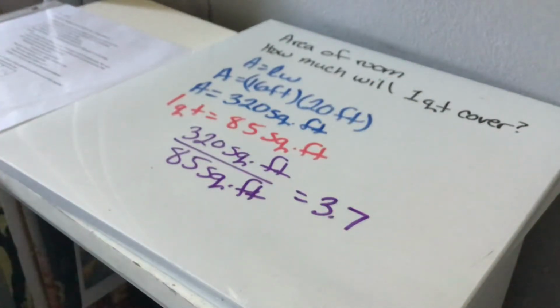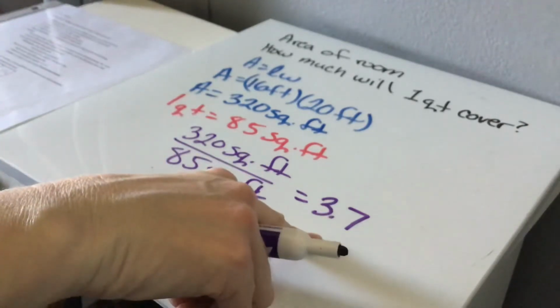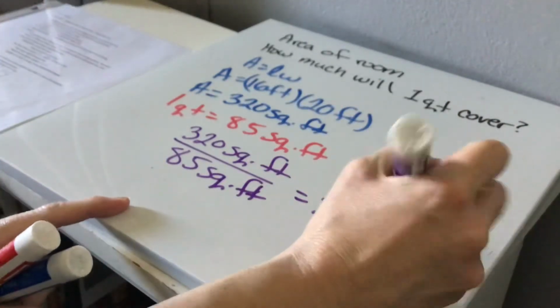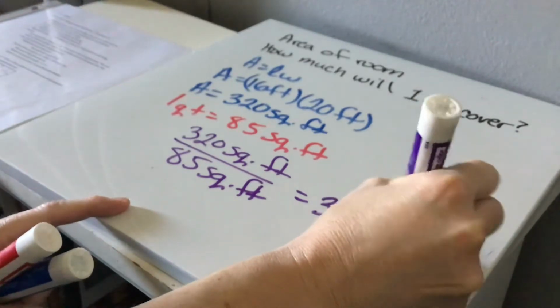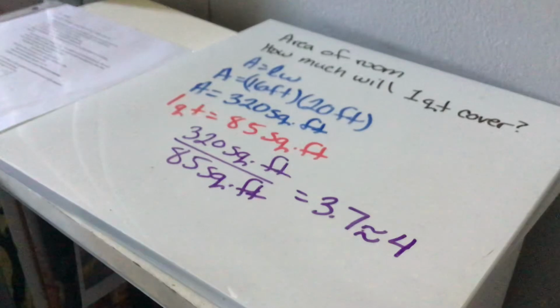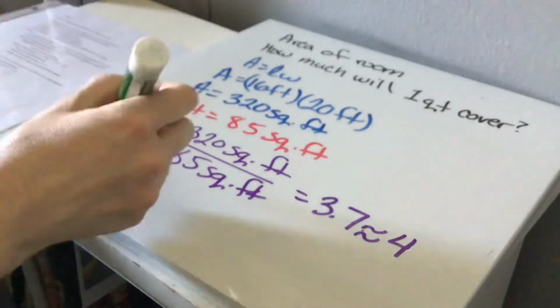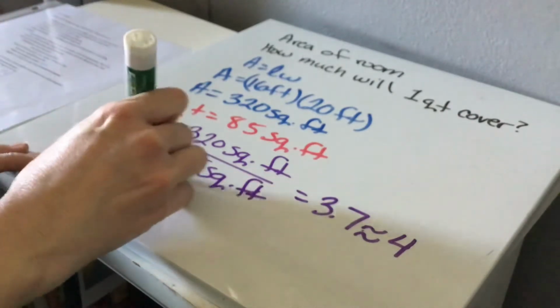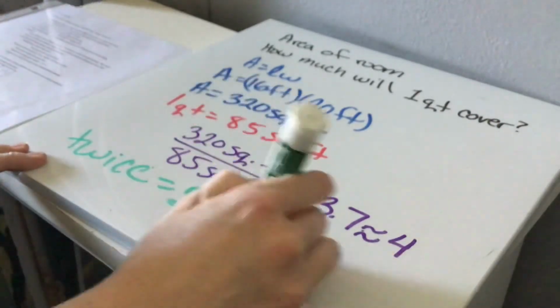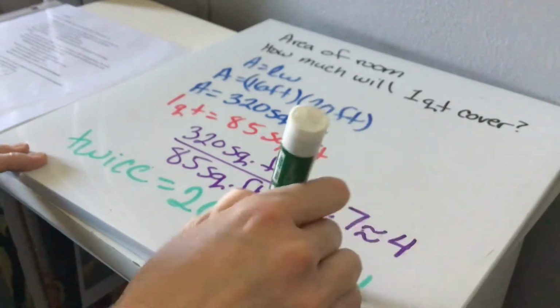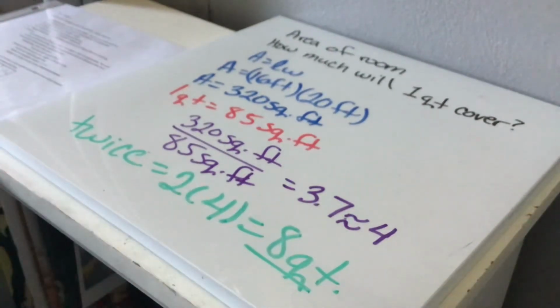But we're talking about 3.7 quarts. We can't buy 1/7 of a quart, or 7/10 of a quart. So we're going to say that's rounding up to the nearest full quart. So to cover the floor once, we need 4 quarts. But we are going to cover it twice, so we're going to multiply it by 2, and we end up needing 8 quarts of the polyurethane in order to cover our floor twice. Okay?